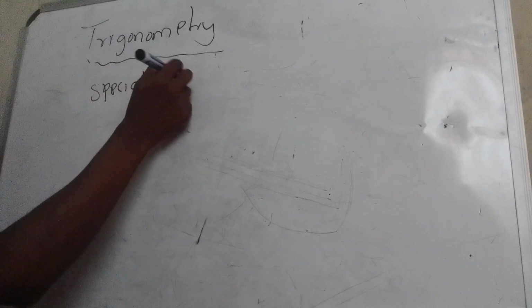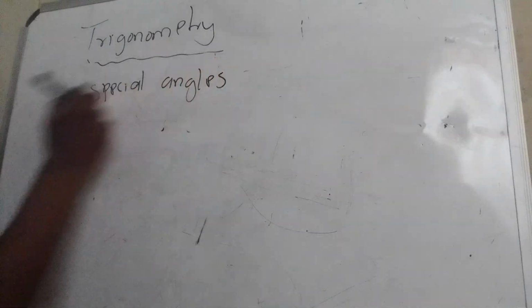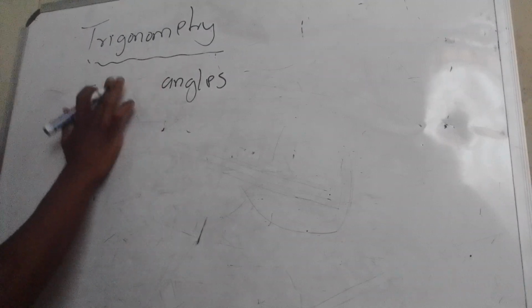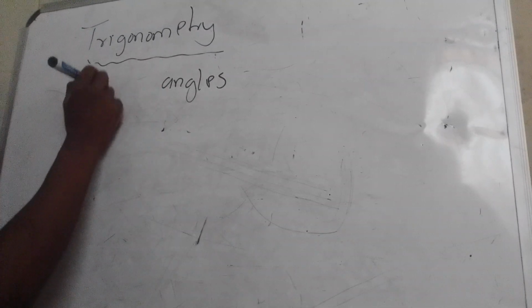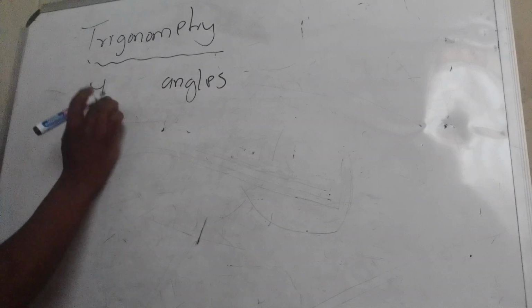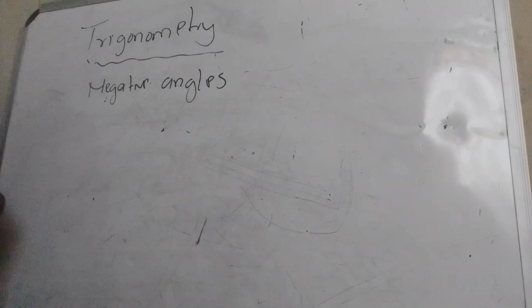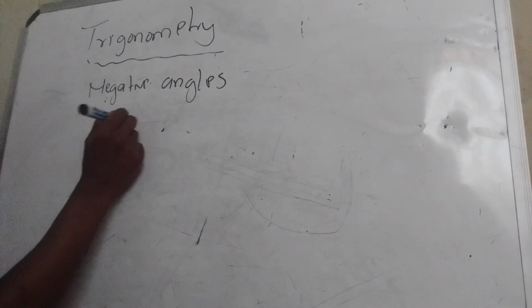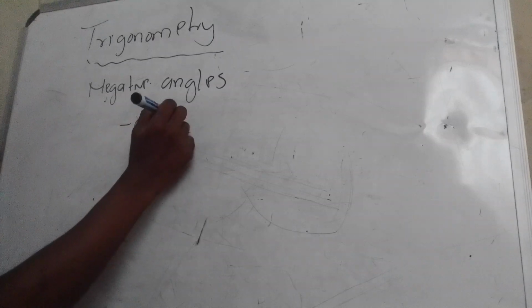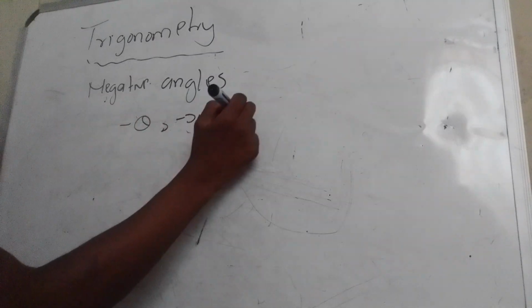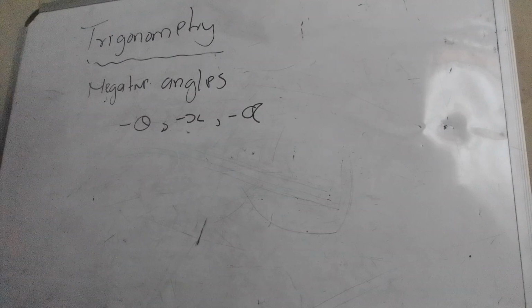Right, special angles. No, not special angles, we're done with special angles. It's negative angles. I'm sorry guys. So when we're talking about negative angles, we're talking about negative theta or negative x or negative alpha.